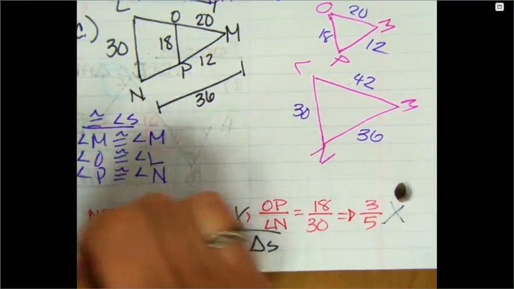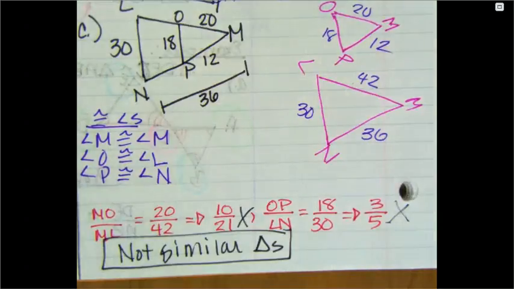So we find that two are not similar, we don't do the third one? Right, what are you going to keep going for? They're not similar. Why are they not similar? Sides are not proportional. Good? Summary.